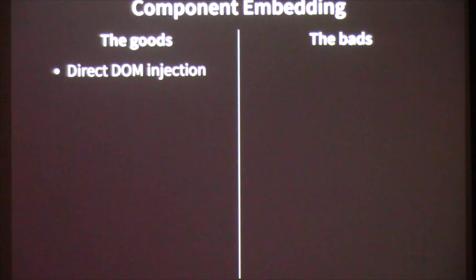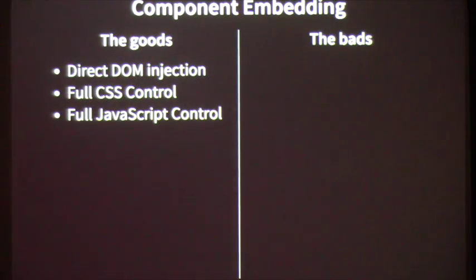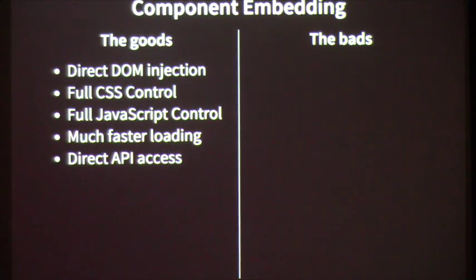Component embedding, the goods and the bad. So the good for component embedding obviously is this direct DOM injection. And what you get out of that is dynamic resizing. As the form elements populate, the DOM adjusts. It's not dealing with an iframe. Things just fall into place around the form. Things just work. You have full CSS control, full JavaScript control, much faster loading, direct API access from the application, which also is a big deal.